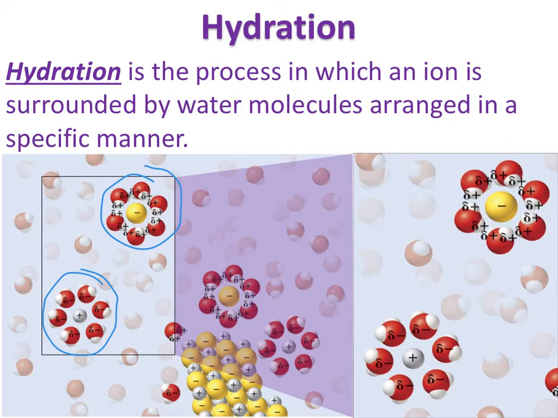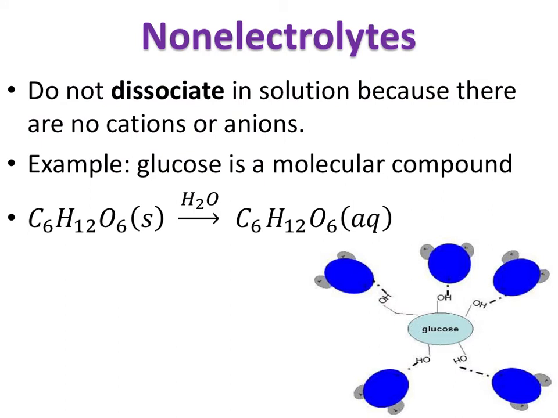Non-electrolytes are different. They must have polar parts on the molecule such that the hydration process is possible. Non-electrolytes do not dissociate in water because the molecule does not break down into ions. However, non-electrolytes must be polar so that the hydration process can occur.